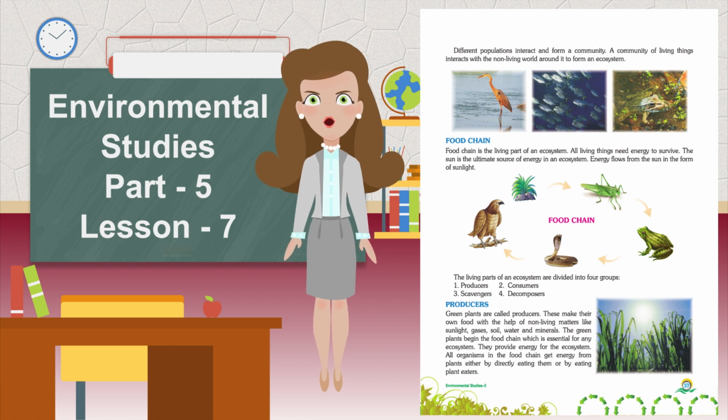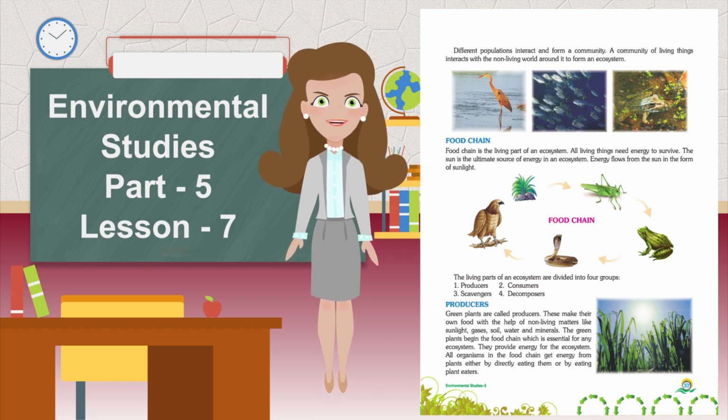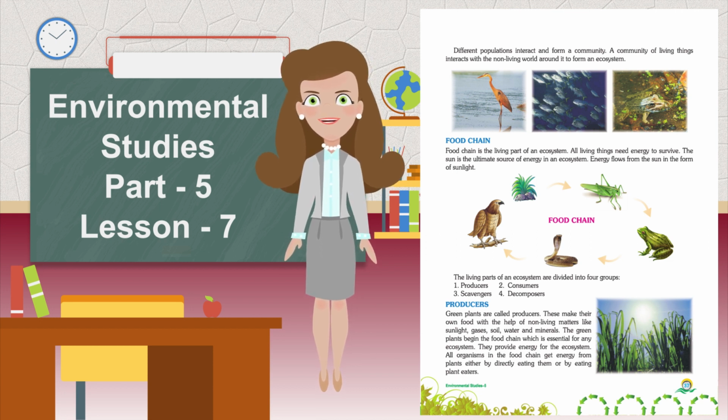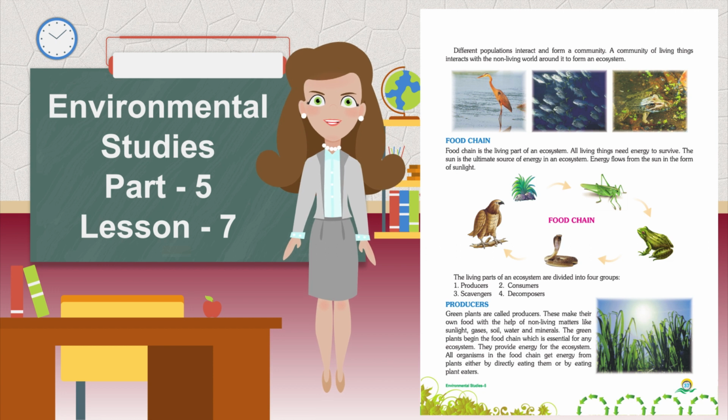Producers. Green plants are called producers. These make their own food with the help of non-living matters like sunlight, gases, soil, water, and minerals. The green plants, being the beginning of the food chain, are essential for any ecosystem. They provide energy for the ecosystem. All organisms in the food chain get energy from plants either by directly eating them or by eating plant eaters.